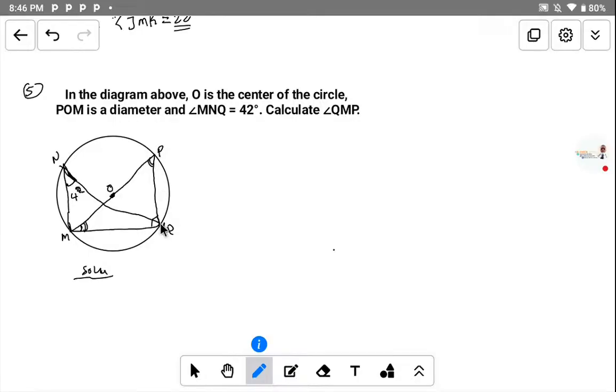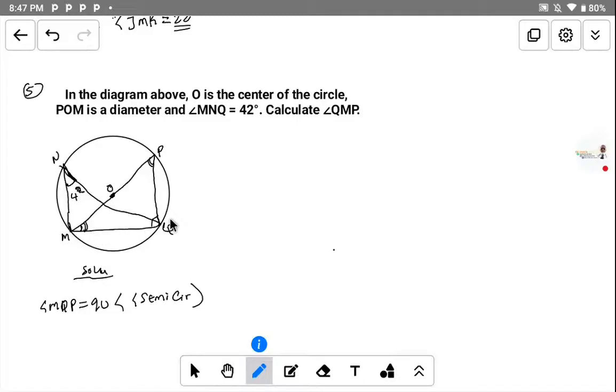And this angle Q is given. Note that this angle Q is in a semicircle, and the angle in a semicircle is equal to 90 degrees. So let's write the statement: angle MQP is equal to 90 degrees, because the angle in a semicircle is equal to 90 degrees. That means this angle Q here is equal to 90 degrees. Now, before you can find this angle here, you have to find angle P.